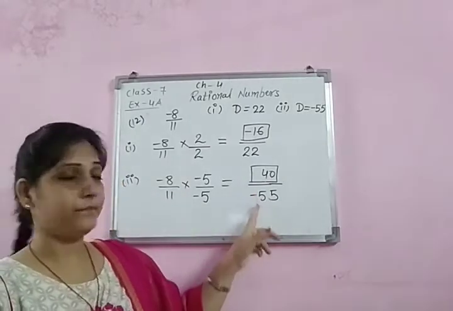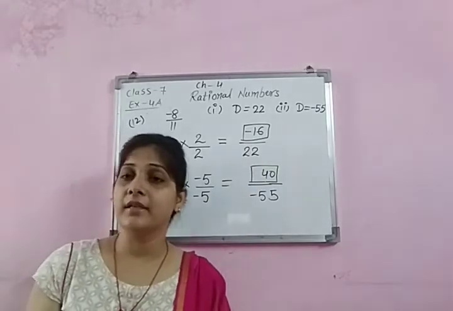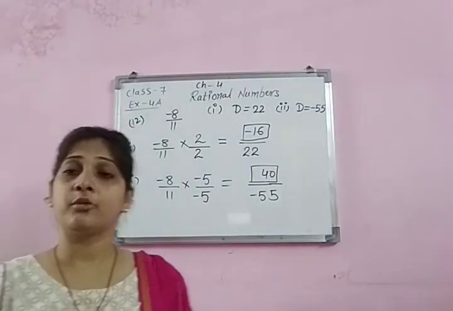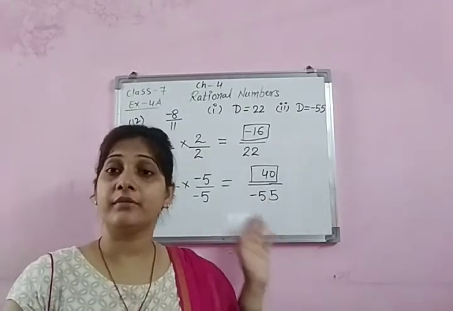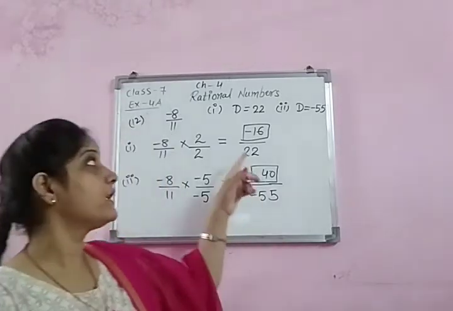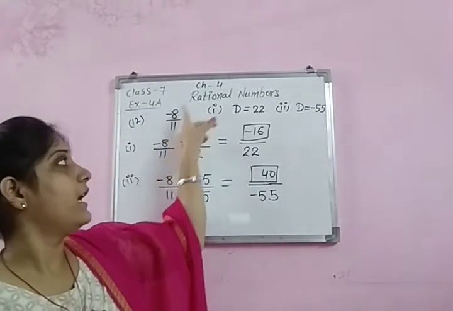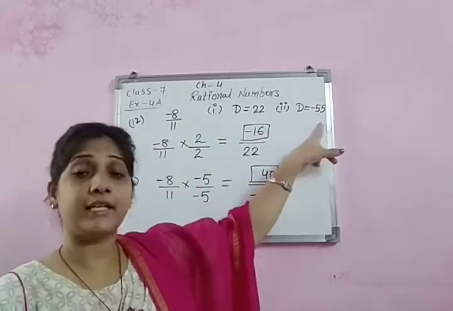So you can see, what is the equivalent number? 40 by minus 55. Okay. So I hope when the numerator is given, when the denominator is given, how can we do? Children, these are the questions where we are showing the multiplication, because of the rational number which is given to us and the denominator. Look at this, the denominator is 11 and this denominator is bigger.